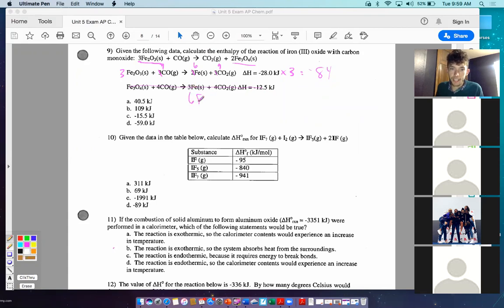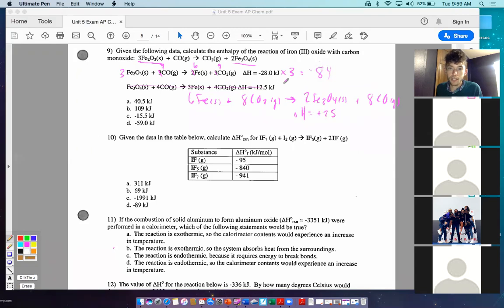So I'm going to get 6 Fe solid plus 8 CO2 gas as my reactants. I've taken the products, put them as reactants, multiplied by 2. And that's going to yield 2 Fe3O4 solid and 8 CO gas. My new delta H is then going to become positive 25, because it was negative 12.5 and I flipped it and multiplied it by 2. So I flipped the sign and multiplied the delta H by 2.